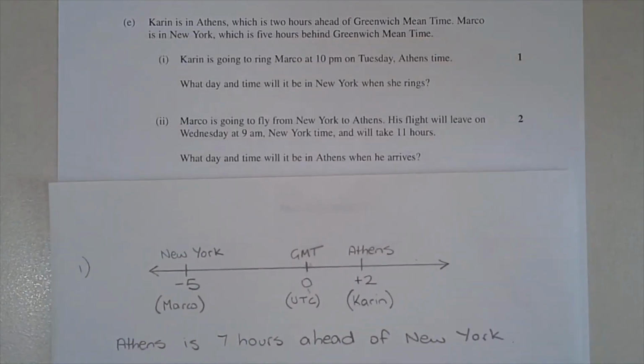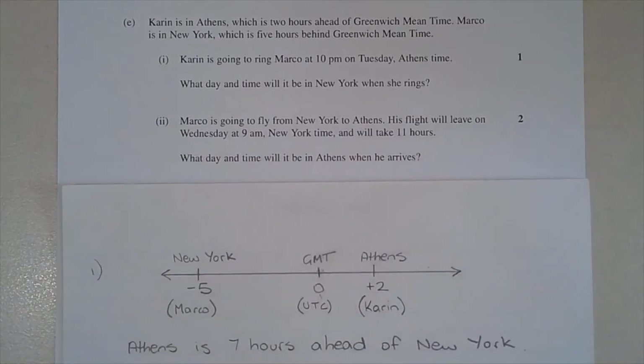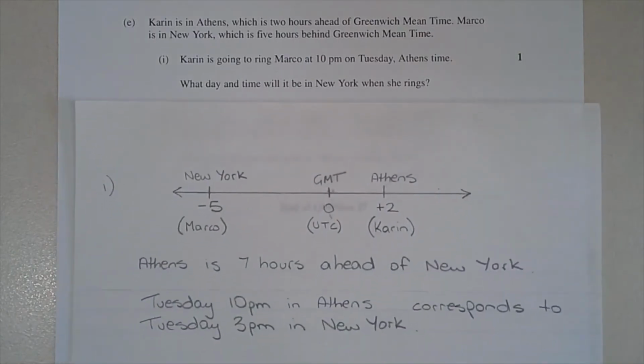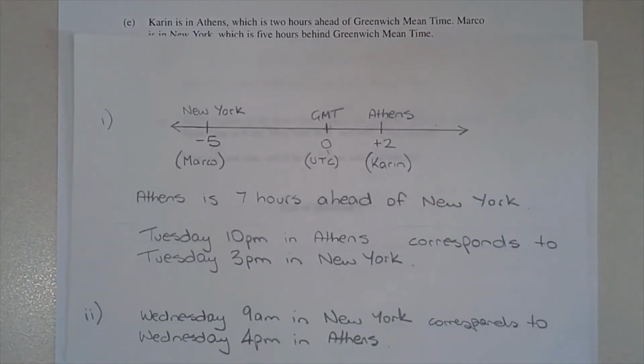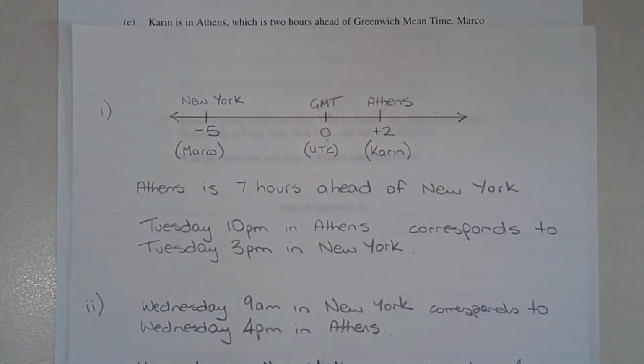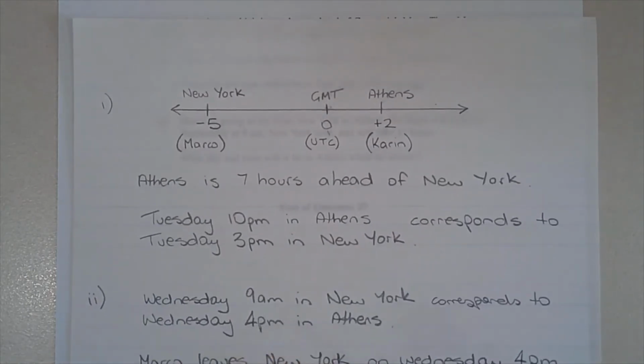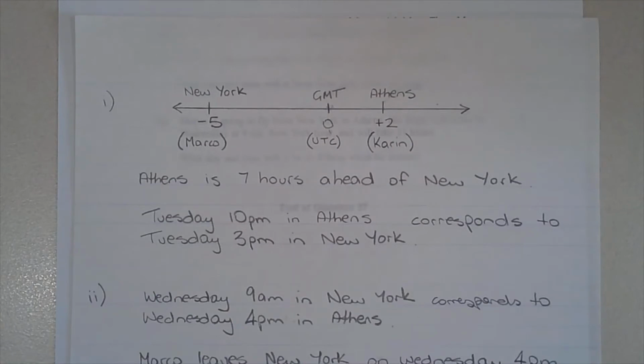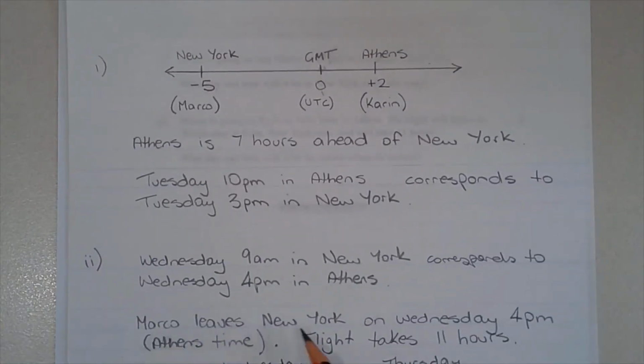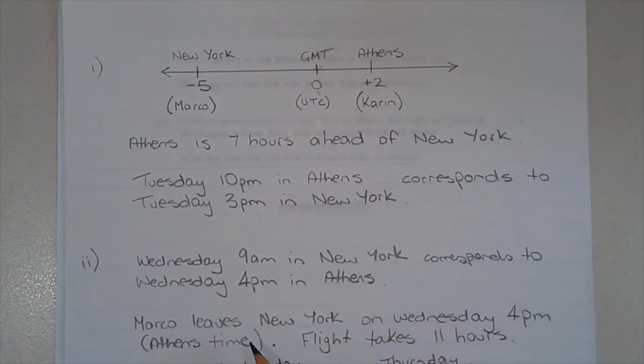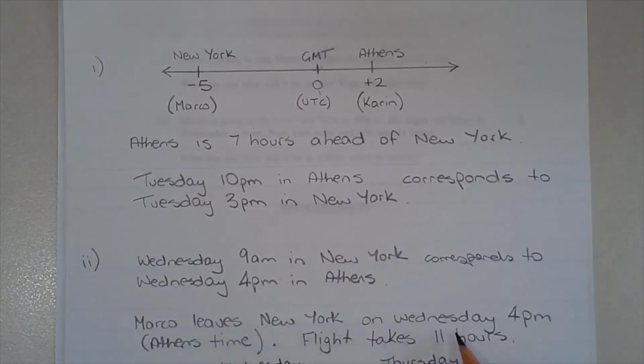Now we're told here that the flight takes 11 hours. So now that everything is referenced to Athens time, all we need to do is just add 11 hours to this time here and then work out what day and time the plane arrives in Athens. So Marco leaves New York on Wednesday, 4 p.m. Athens time, and the flight takes 11 hours.